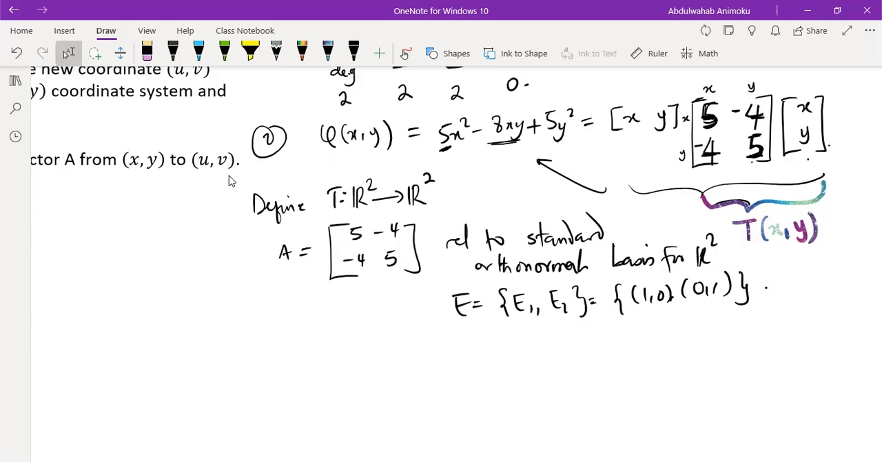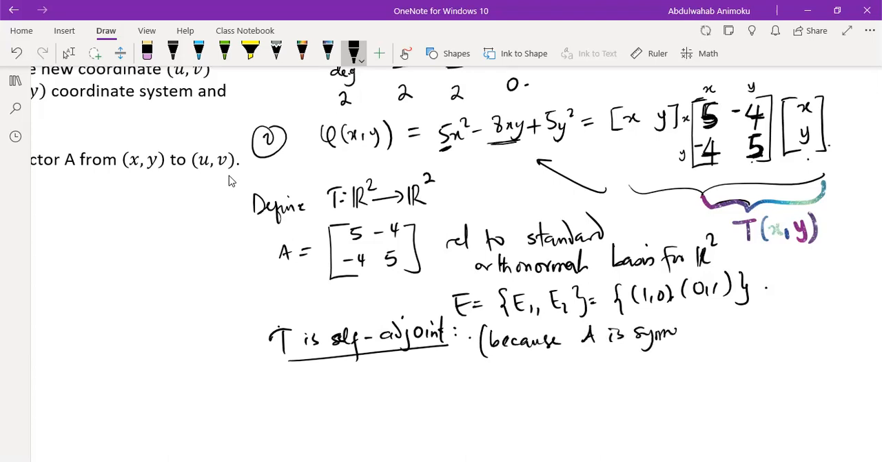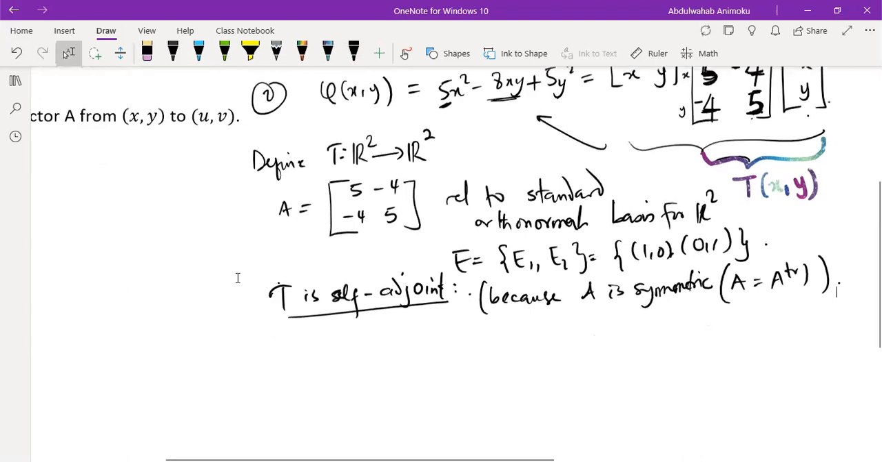Now notice that this transformation is self-adjoint, which is what the question was alluding to. Why is it self-adjoint? Because the matrix A is symmetric, which means A is equal to A transpose. So let's write it: because A is symmetric, and that's because A equals A transpose. All right, so T is self-adjoint. So we found the transformation.